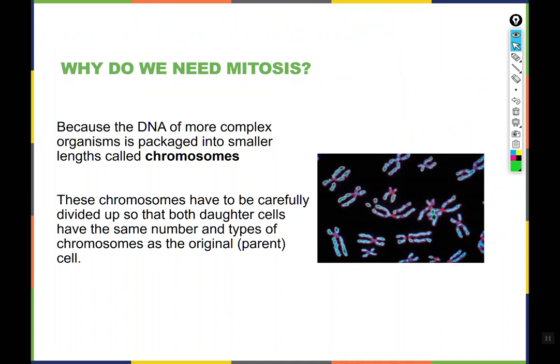Okay, so I explained this a little bit already, but we have a slide dedicated to it. Because we have so much DNA, it's really, really hard to divide it in half neatly if you don't organize it first. It'd be like me handing you a wad of tangled rope and saying, hey, divide this in half exactly 50-50, go. That would be a huge pain in the butt, right?